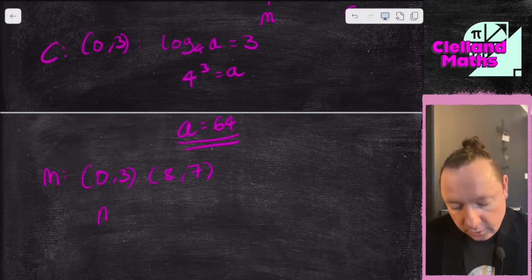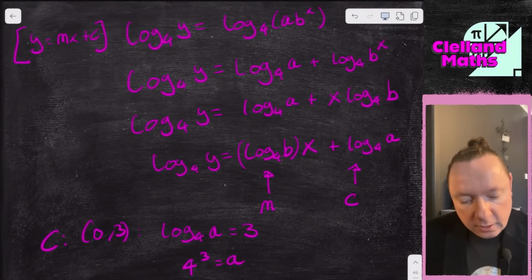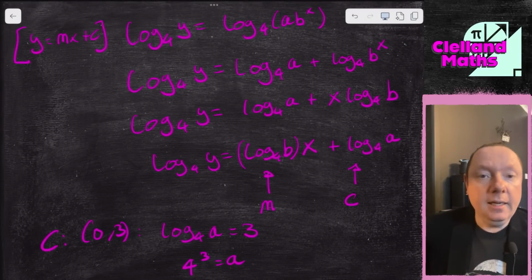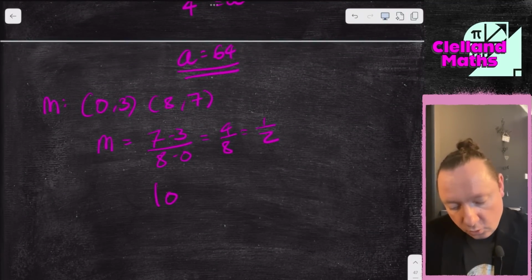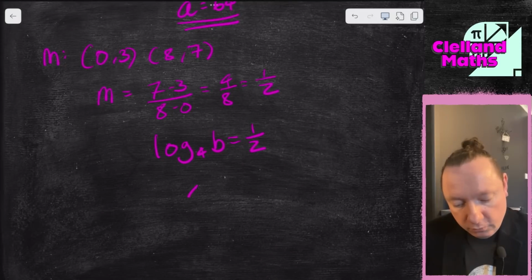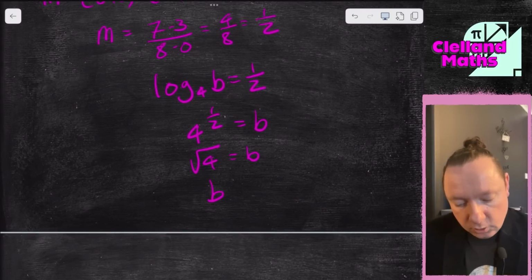So we can work out our gradient from that, 7 minus 3 over 8 minus 0. That's 4 over 8, which is 1/2. And we now know that log 4 b is equal to that gradient because that's in front of x. So I can just say that log base 4 of b is equal to 1/2, and therefore 4 to the power of a half is equal to b. And the power of a half is the same as the square root, and therefore b is equal to 2.